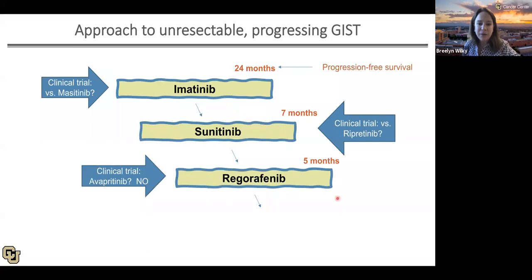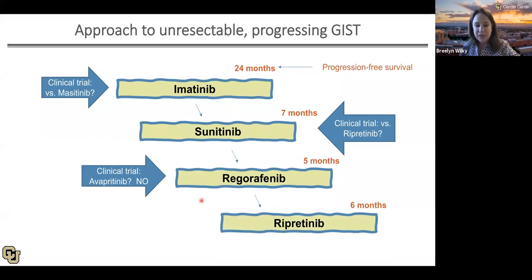For third line, Regorafenib is number 3 with a progression-free survival of 5 months. And we recently got the results of a clinical trial that compared, again, one of our newer drugs, Avapritinib, to Regorafenib. And unfortunately, Rego was still the winner in this study. So that remains the third line player.